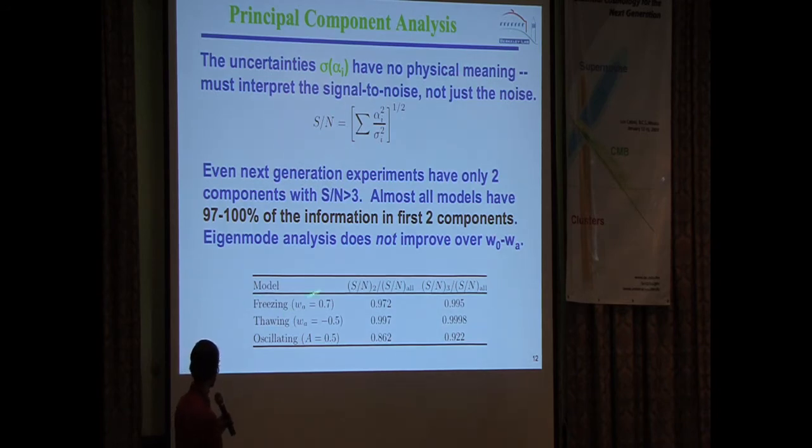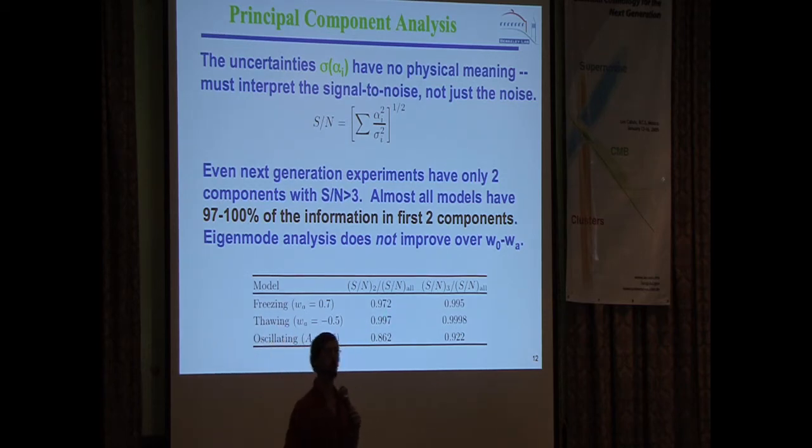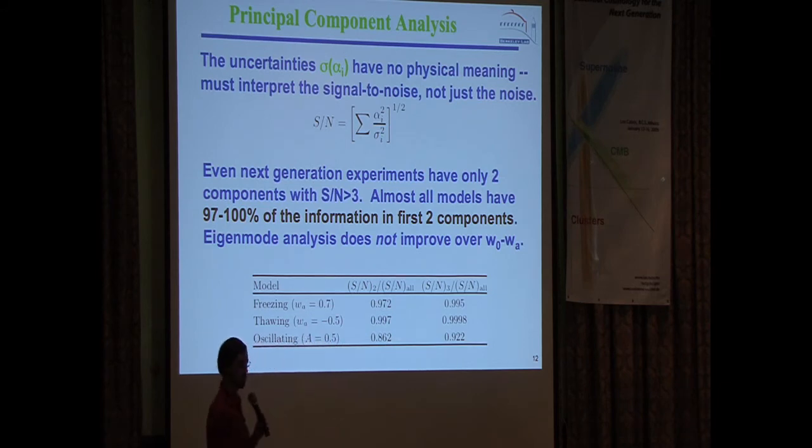And so for the freezing model, the most that the highest components can contribute above the first 2 components is less than 3%. The first 2 components give you 97% of the information. In the thawing case, 0.3% is the most that components 3 and above can contribute. If you go to really bizarre equations of state, ones that oscillate, that are highly non-monotonic, then you can get up to 14% in the third and greater components.